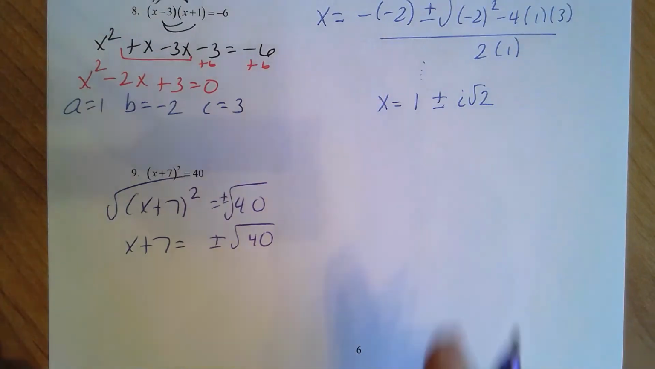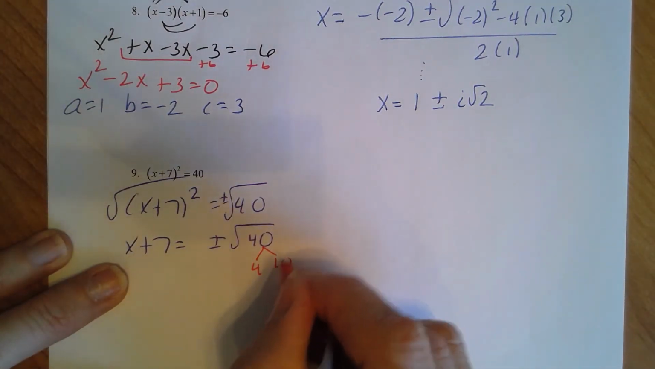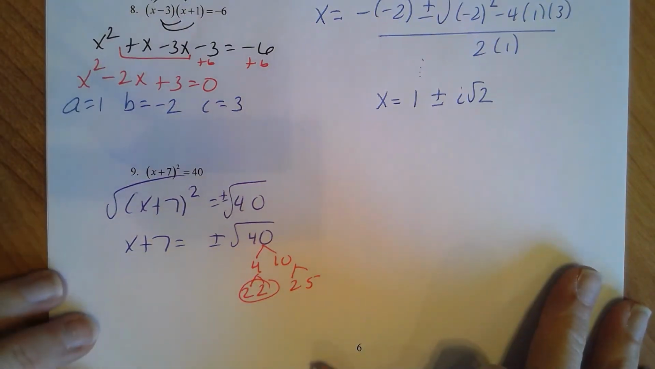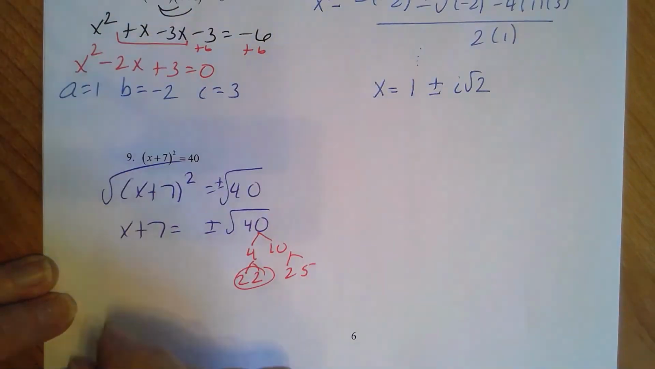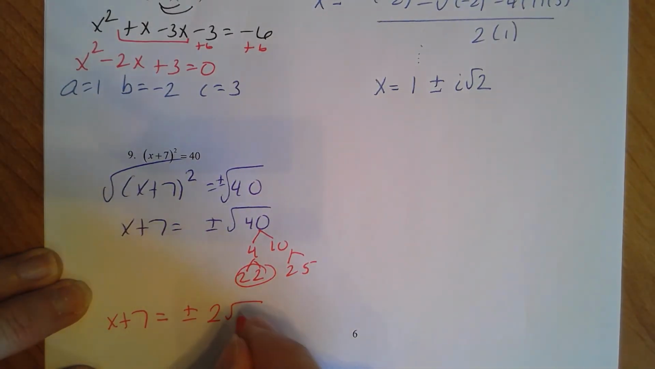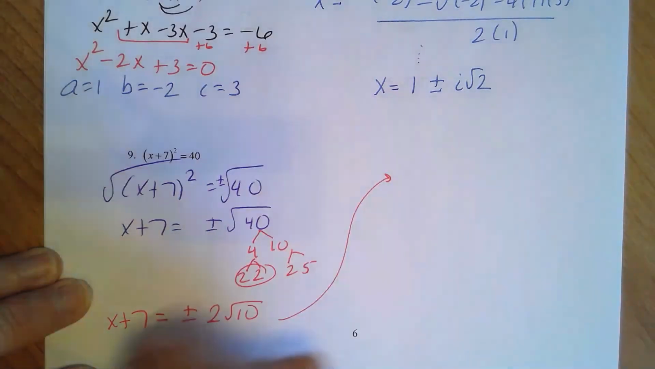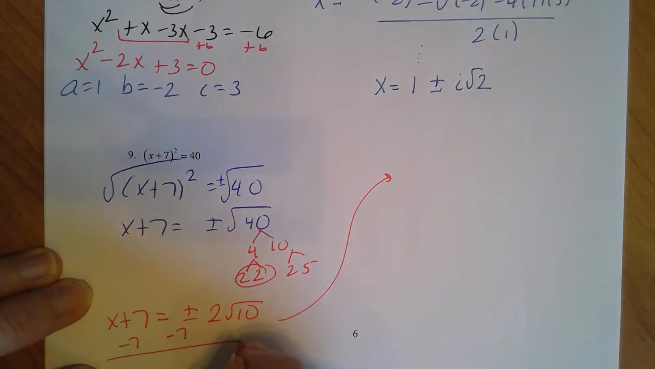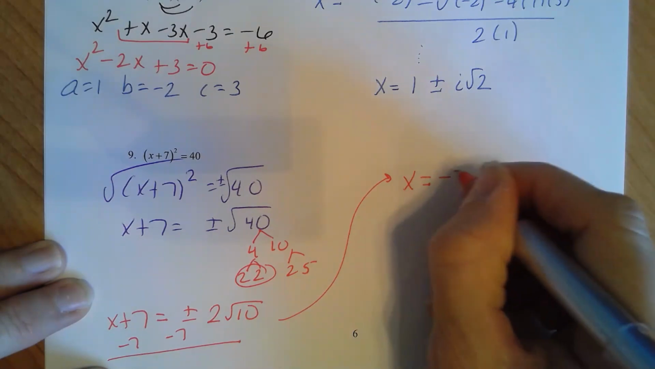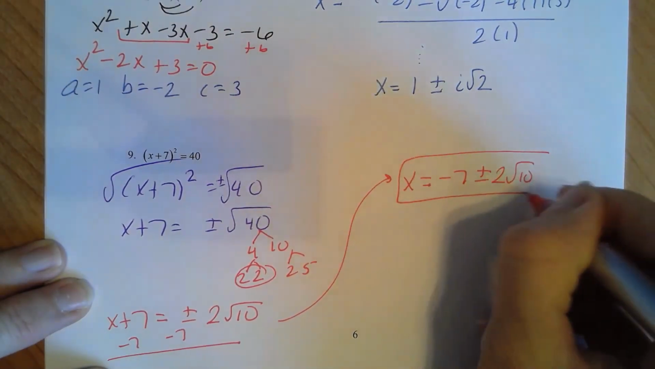So then what do we do? Well, what is 40? 40 is 4 times 10. 4 is 2 and 2, so there's a pair, and 10 is 2 and 5, not a pair. So we're going to end up with x plus 7 equaling plus or minus a 2 comes out and a 10 is left. And then we just need to subtract over the 7. And when you subtract over the 7, those are not like terms, so put it in front of the plus or minus. So x equals negative 7 plus or minus 2 square root of 10.